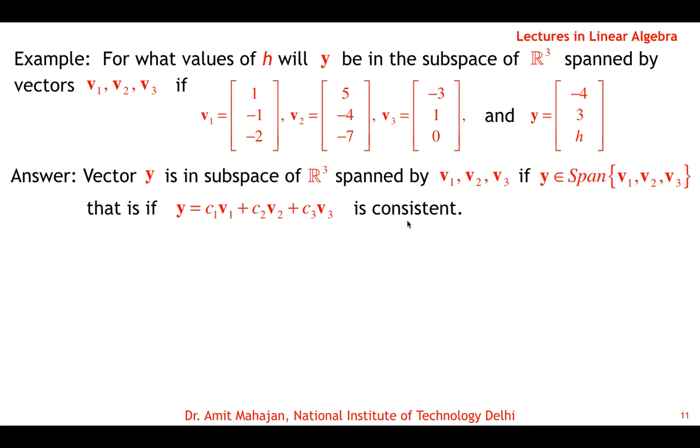For many lectures we have known how to check whether this is consistent. We use the augmented matrix, reduce it to an equivalent form, and from there we can check the consistency. So from here we can write the augmented matrix [A y], where A consists of the vectors v1, v2, v3 and the right-hand side is y.